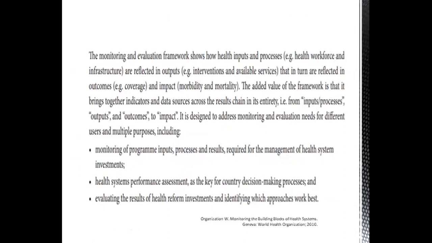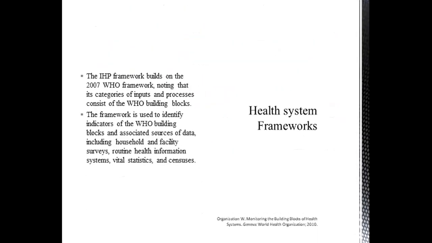The monitoring and evaluation framework includes inputs and processes and outputs, reflected in outcomes and impact. The added value of this framework is that it brings together indicators and data sources across the results chain in its entirety. For example, inputs and processes and outputs lead to impact. Therefore, it addresses monitoring and evaluation for different purposes, including monitoring of program inputs, processes and results, health system performance assessment, and evaluating the results of health reform investment. The health system framework, the IHP framework, is built on the 2007 WHO six building blocks framework.